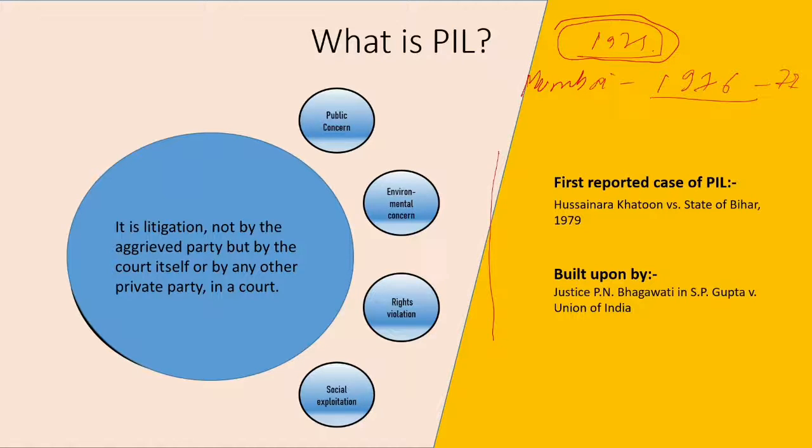Another thing is, it was during 1974 when the idea of environmental concerns and sustainable development started coming to the forefront. So issues of environmental concern also dominated this rise of PIL. Again, you would have heard of the Bhopal gas tragedy, oleum leaks. So these were the environmental issues that kept cropping up.